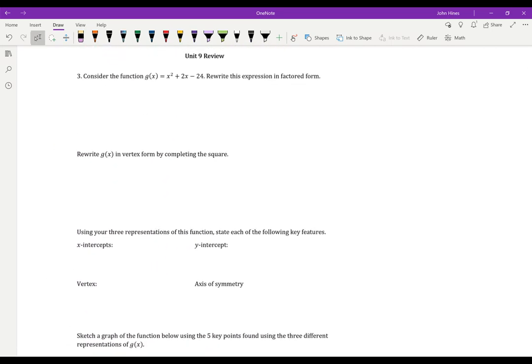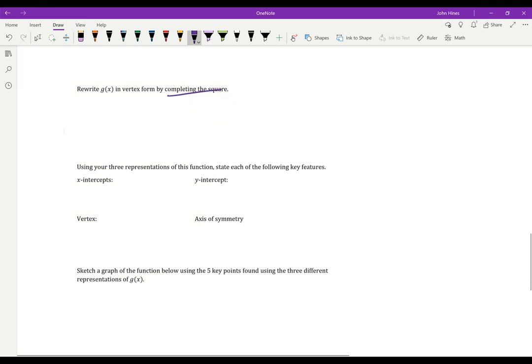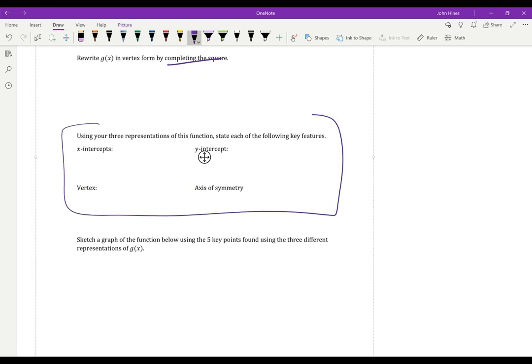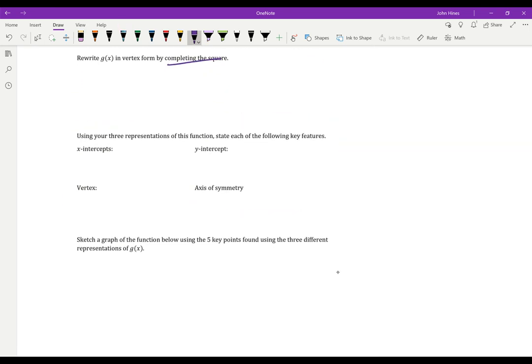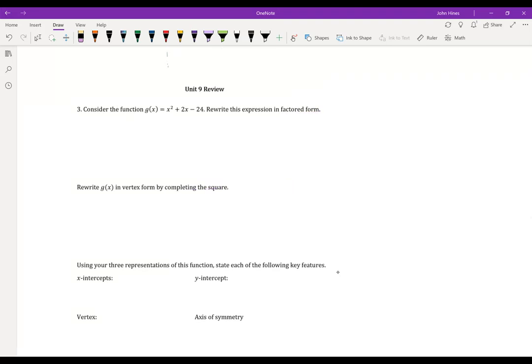So part of your problem set this week is to work on question 3 here, which is very similar to question 2. Refer to question 2 to walk you through the process. I want you to factor it. I want you to complete the square. I want you to tell me all this good information here and then sketch me a graph. So that's what I'm having you upload this week.